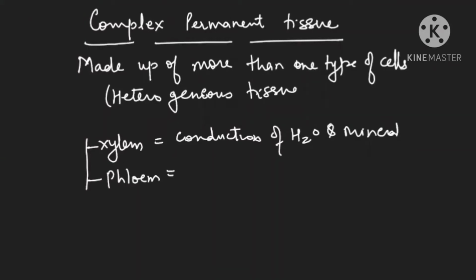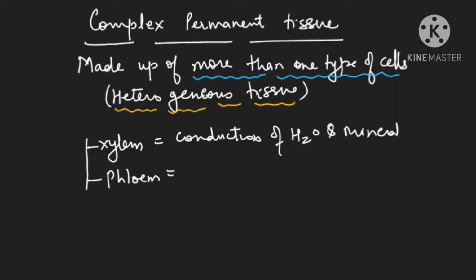So in this video we are going to study about the complex permanent tissues. Now see, complex permanent tissues are known as complex. Reason is they are made up of more than one type of cell. Okay, more than one type of cell. This is important. And because they are made up of more than one type of cell, we call these tissues heterogeneous tissue also. Is it clear?